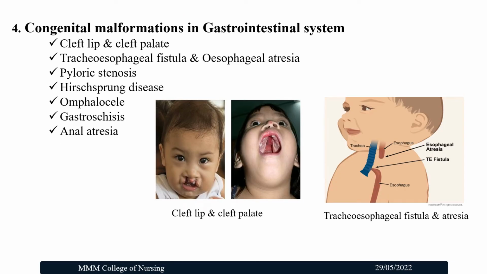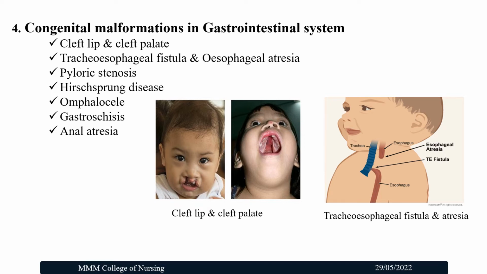Next condition is about gastrointestinal system anomalies. Here the conditions are cleft lip, cleft palate, tracheoesophageal fistula and esophageal atresia, pyloric stenosis, Hirschsprung's disease, omphalocele, gastroschisis and anal atresia. You can see one by one. First one is cleft lip and cleft palate.